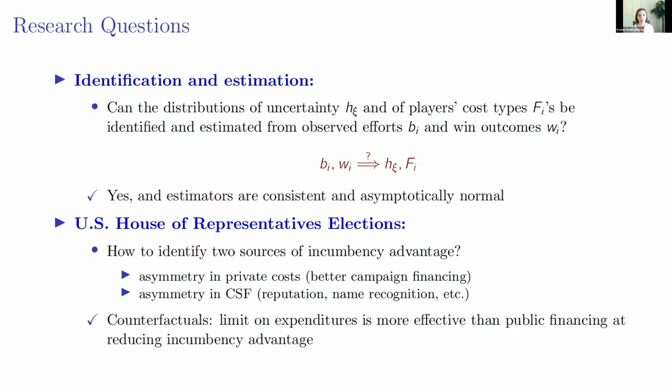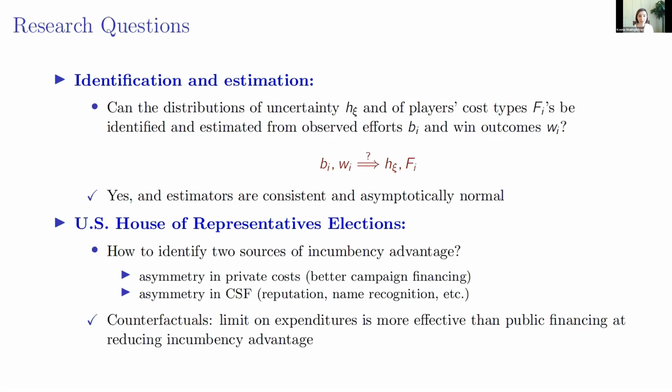Next, I apply the model to the US House of Representatives elections and answer the question of how to separately identify two sources of incumbency advantage. The first comes from the asymmetry in private costs, since incumbents might have better ability in raising money for the campaign than the challenger. And second, even if the incumbent and challenger spend the same amounts in their campaigns, the incumbent might have higher chances of winning due to better reputation, name recognition, and other possible non-monetary factors.